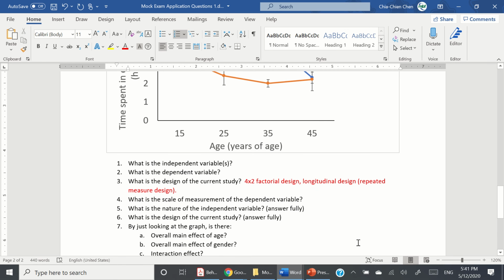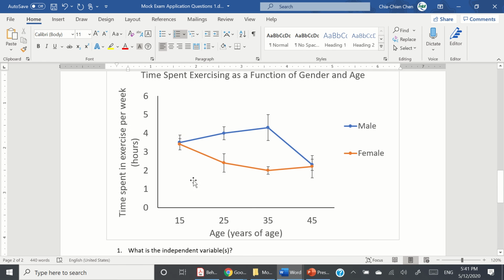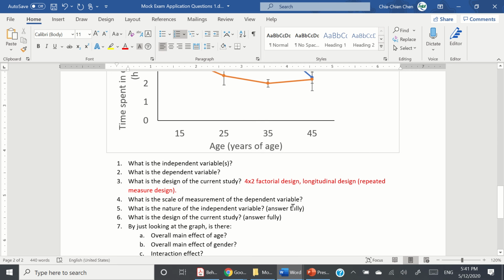Number four, what is the scale of measurement of the dependent variable? The dependent variable is the number of hours, right? So does it have an absolute zero? Is it possible that they spend absolutely no time exercising? It's possible, right? So it has an absolute zero, therefore it's a ratio. The scale of measurement is ratio for number four.